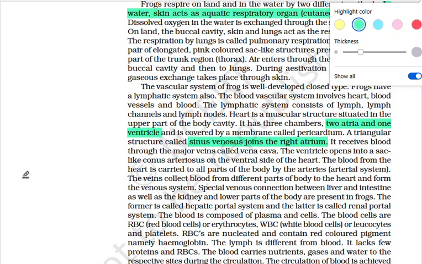It is opposite. Like in sinus venosus, in veins it is ventricle. So you have to think about its positive. Vein in venosus, you have to think about atrium. So it is connected to right atrium. It receives blood through the major veins called vena cava.